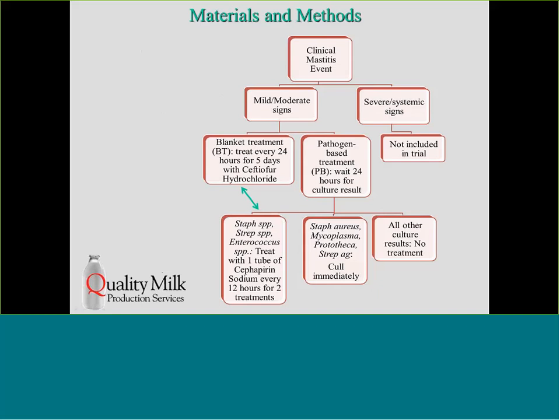If she was assigned to the pathogen-based group, we waited 24 hours before we treated her, okay? And if she had staph species, strep species, or enterococcus, she got cefaclorin sodium, which is today. If there were Staph aureus, Mycoplasma, Prototheca, or Strep bag, cull immediately. No treatment on anything else. In the blanket therapy group, okay, everybody was treated for 5 days immediately, except for Staph aureus, Prototheca, and Strep bag, those were culled.